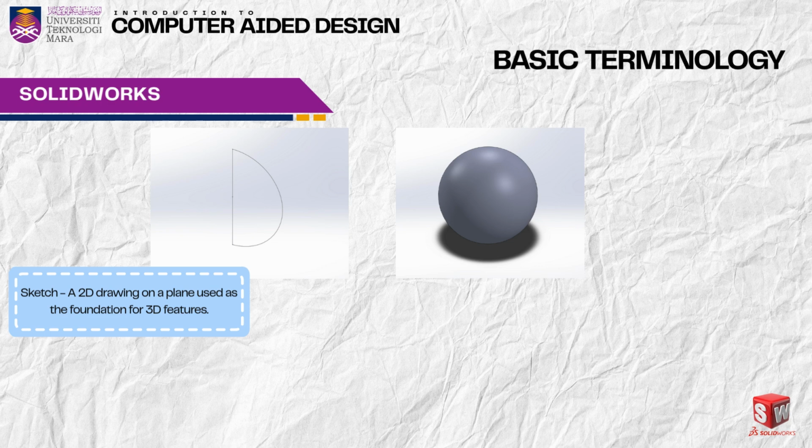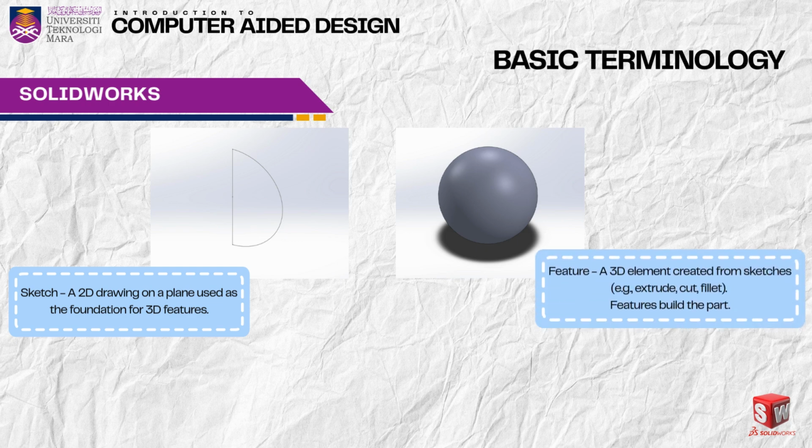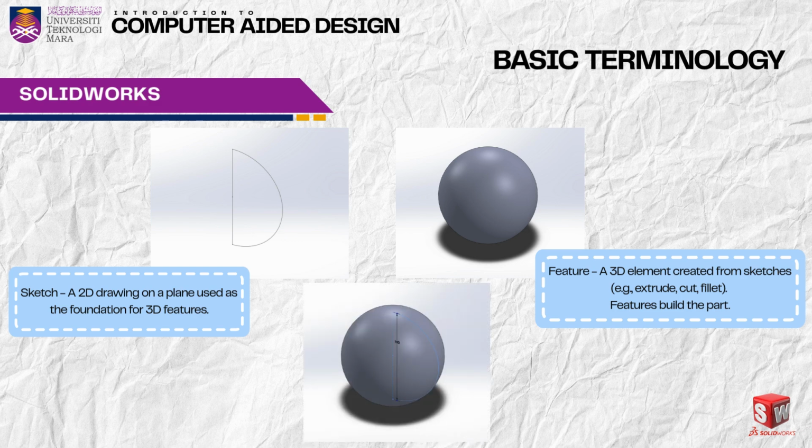Once your sketch is complete, you use it to create a feature, a 3D element that adds or removes material. Features are the building blocks of your final part. For instance, you could take the sketch circle and use the extrude feature to push it into a solid cylinder, or use the cut feature to turn it into a hole that goes through a block. Other features like revolve, fillet, and chamfer allow you to create rounded shapes, smooth edges, or angled transitions. In short, you start with a 2D sketch and then use a feature to turn it into a 3D part. Together, sketches and features are what transform your ideas into fully defined digital models in SolidWorks.